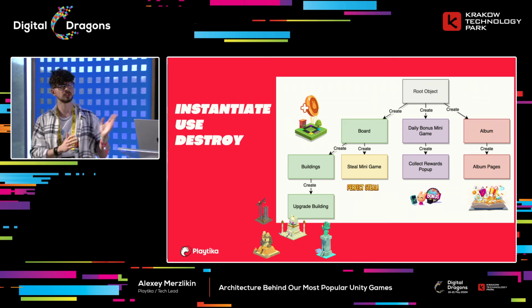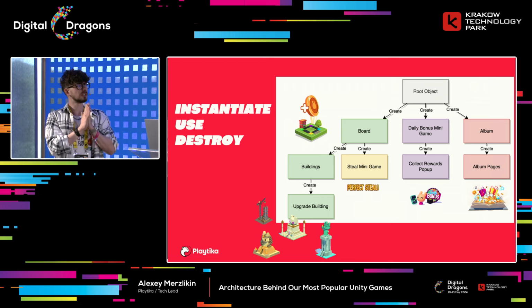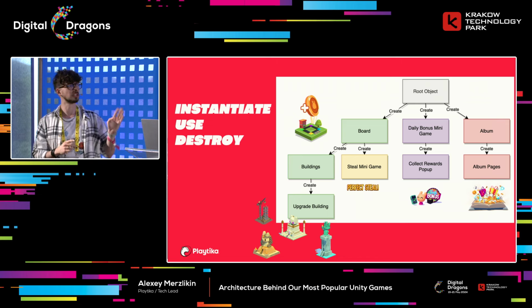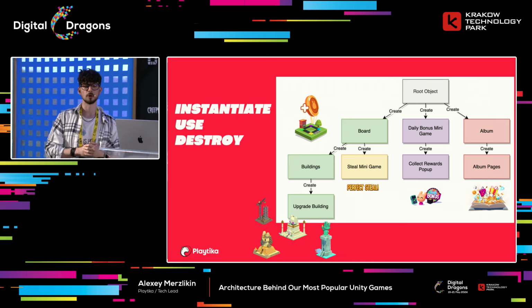And the beauty of this approach is that we can decide to give out the steal minigame as a reward and just start the single controller in another branch, for example, in the collect rewards pop-up, and that's it.